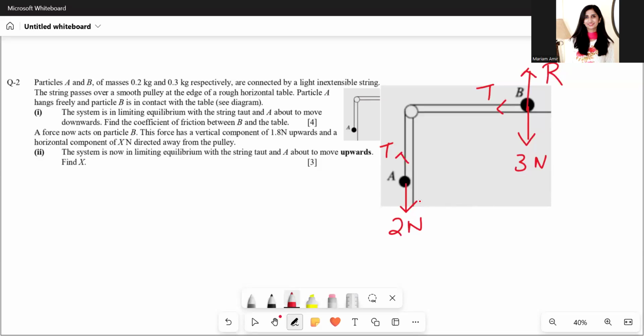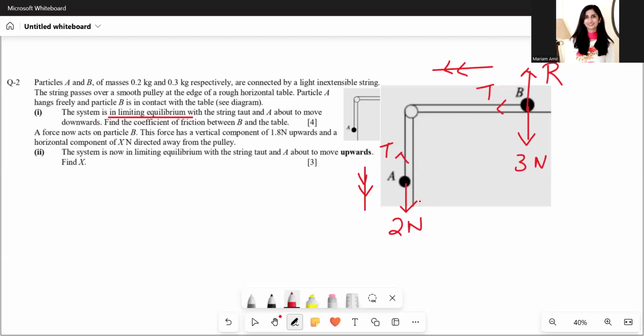Okay. The system is in limiting equilibrium with the string taut and A about to move downwards. So the direction of motion for A is downwards. That means for B, it's going to be left. Limiting equilibrium means that it's not moving at the moment, and if a slight further force is applied, then it will move. Find the coefficient of friction between B and the table.